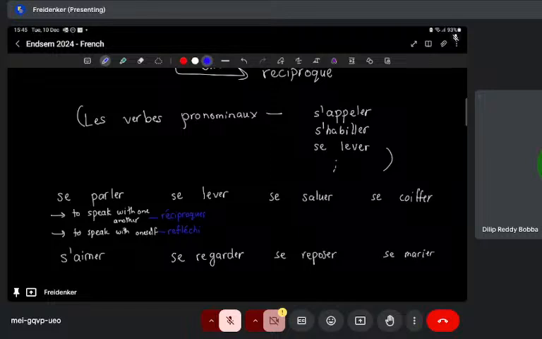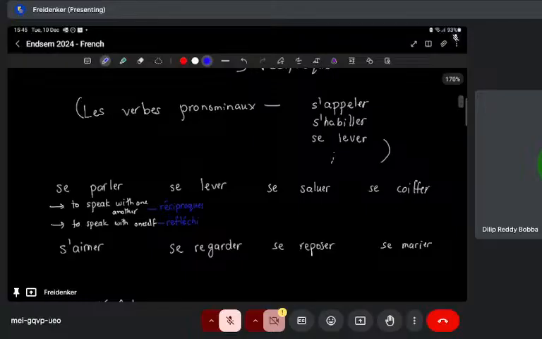So it depends on the meaning. Now, if you look at se lever, what is se lever? Se lever is to get up. The action affects yourself, right? So this would make it reflexive, because you are getting up. You're not waking someone else. You're lifting yourself. Basically, you're getting up. Se saluer is to greet one another. See, you're not greeting yourself. You're greeting one another, so that is not réfléchi. So what would that make it? It would make it réciproque.